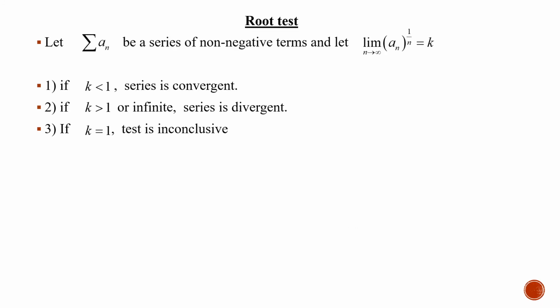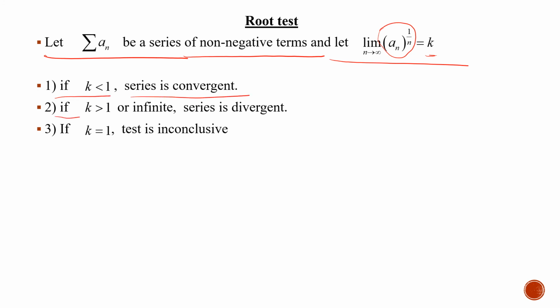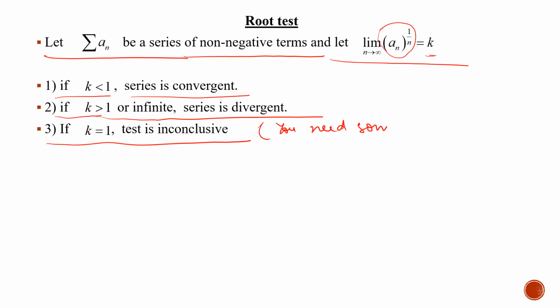Now there is another test called the root test for checking the convergence and divergence of a series. Suppose you have the summation of an, a series of non-negative terms, and you find the limit of the nth root of the nth term, and it is coming to be k. If the value of k is less than 1 then the series is convergent. If the value of k is greater than 1 or infinite then the series is divergent, and if it is equal to 1 again the test is inconclusive, that is, you need some other test.